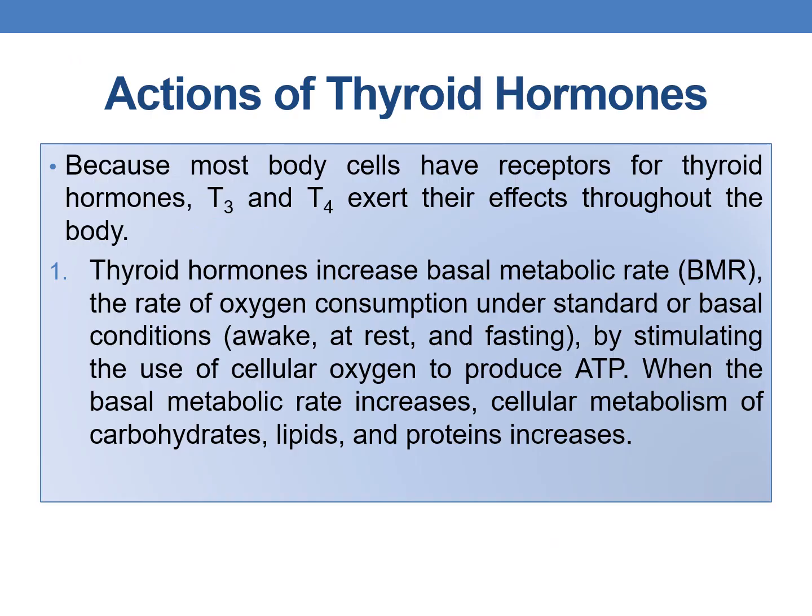Now coming to the actions of thyroid hormones. Because most of the body cells have receptors for thyroid hormones T3 and T4, they exert their effects throughout the body. The first action is thyroid hormones increase basal metabolic rate, BMR, the rate of oxygen consumption under standard or basal conditions, that is awake, at rest and fasting. Thyroid hormones increase BMR by stimulating the use of cellular oxygen to produce ATP. When the basal metabolic rate increases, cellular metabolism of carbohydrates, lipids and proteins increases.